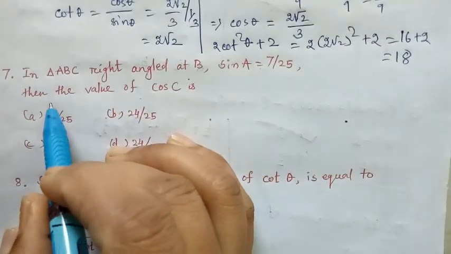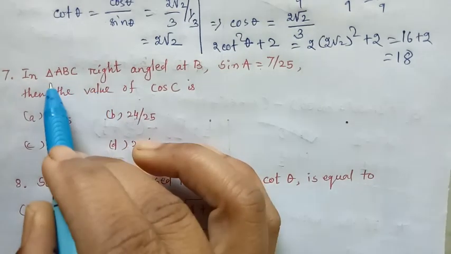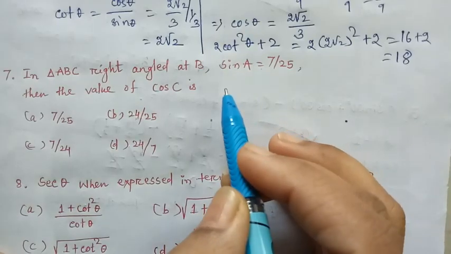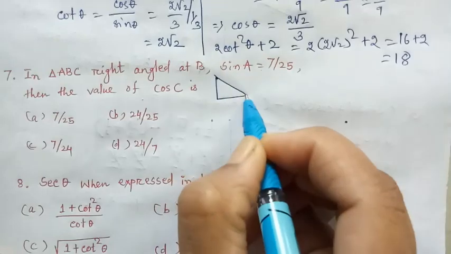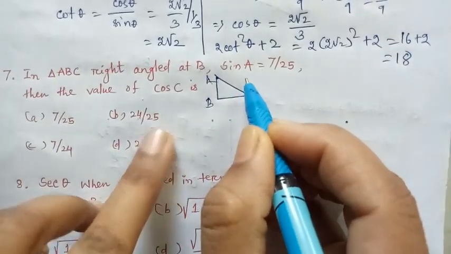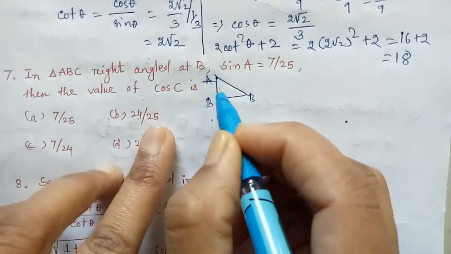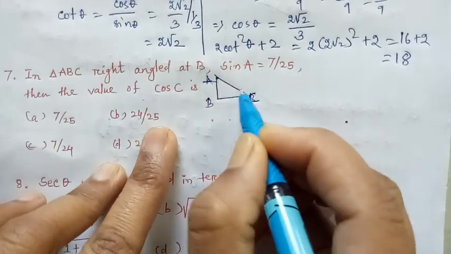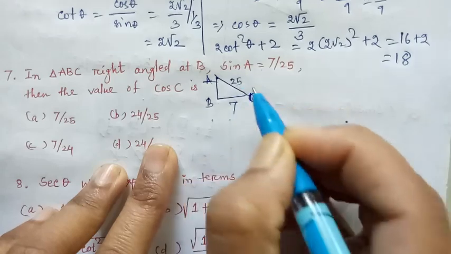Next question is here, in triangle ABC, right angle at B, sin A is 7 by 25. Suppose this is a right angle triangle, right angle at B, this is A, B. Sin A is 7 by 25. Sin A means opposite side by hypotenuse, that means BC is 7 and hypotenuse is 25.